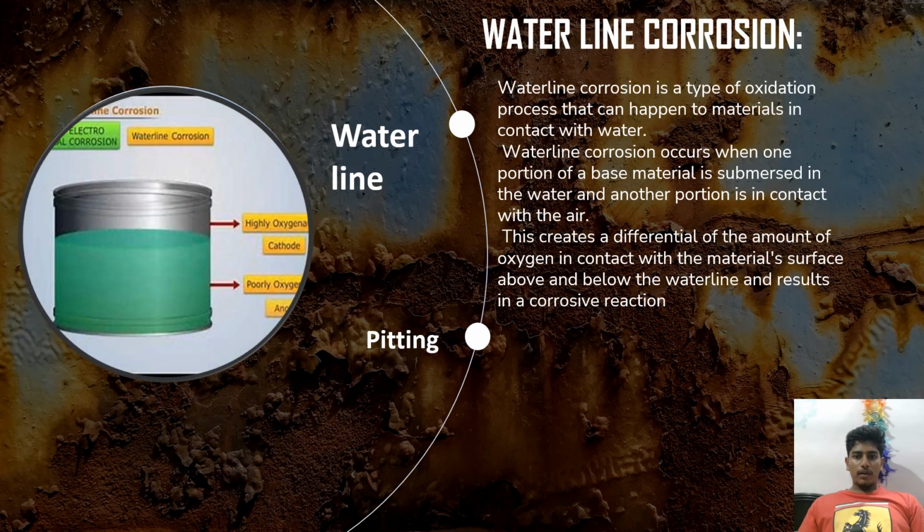The next is waterline corrosion. Waterline corrosion is a type of oxidation process that can happen to materials in contact with water. Waterline corrosion occurs when one portion of the base material is submerged in the water and another portion is in contact with air. This creates a difference in the amount of oxygen in contact with the material's surface above and below the waterline and results in a corrosive reaction.